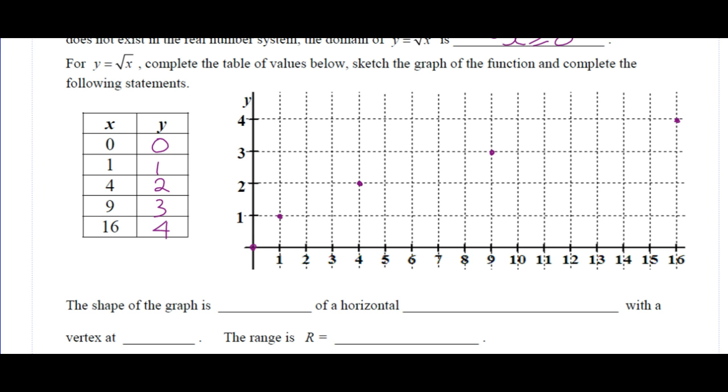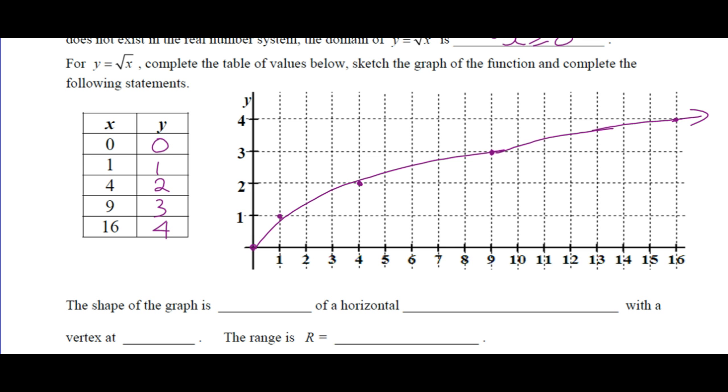Okay, so we get 0, 0, 1, 1, 4, 2, 9, 3, 16, 4. And then we join the points with a smooth-ish curve. That was pretty bad at the end there. Clean up the middle. All right.